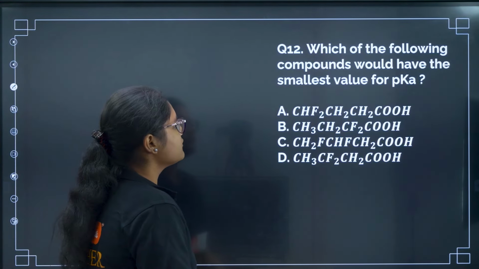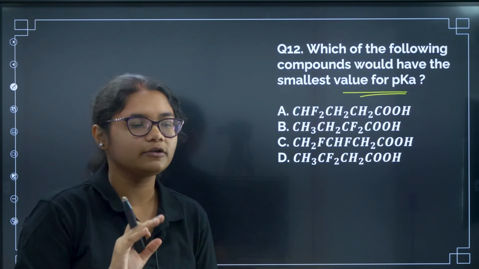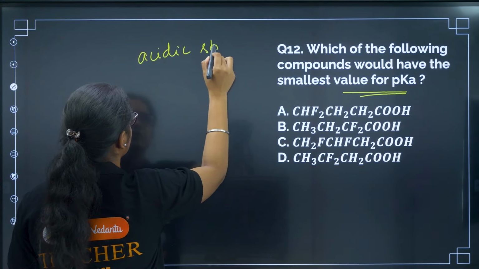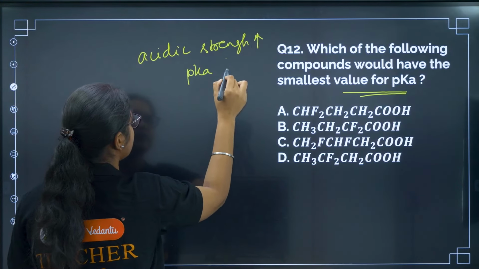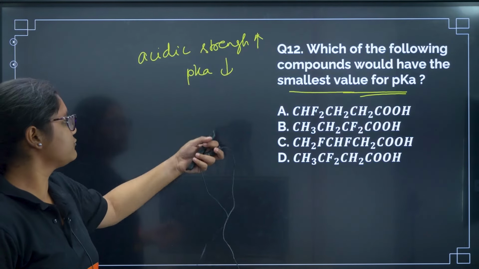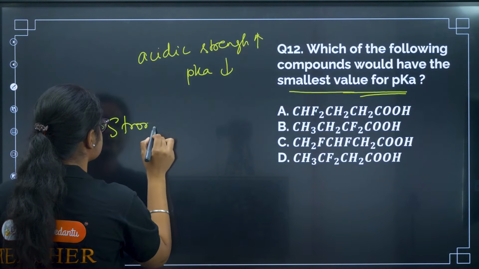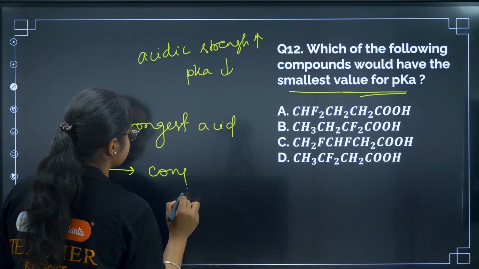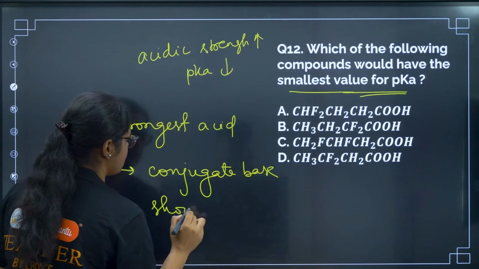Next, which of the following compounds would have the smallest pKa value? Here also a little trick is involved, to know the relation with acidic strength. If acidic strength is more, then pKa value will be less, right? They have asked for the smallest pKa value, that means we have to find the strongest acid among these. What's the condition for the strongest acid? For the strongest acid, the conjugate base should be stable, right? The conjugate base should be stable.